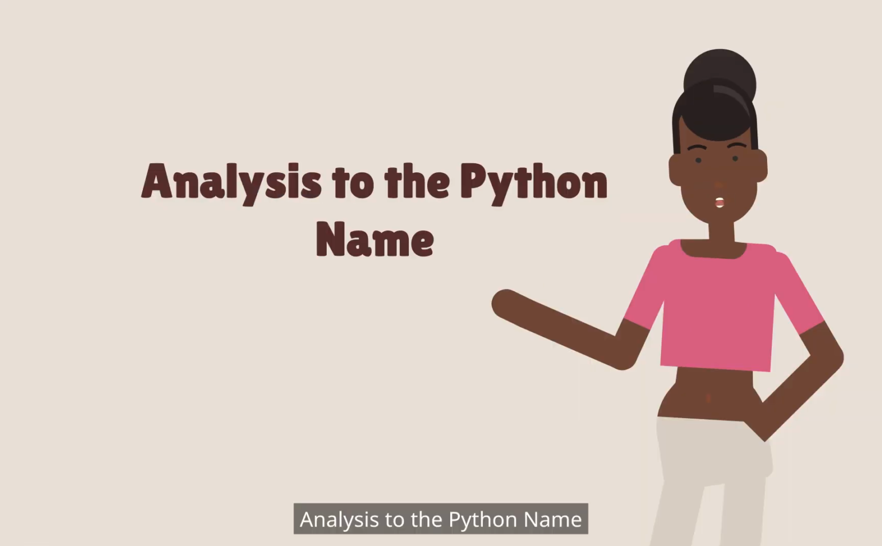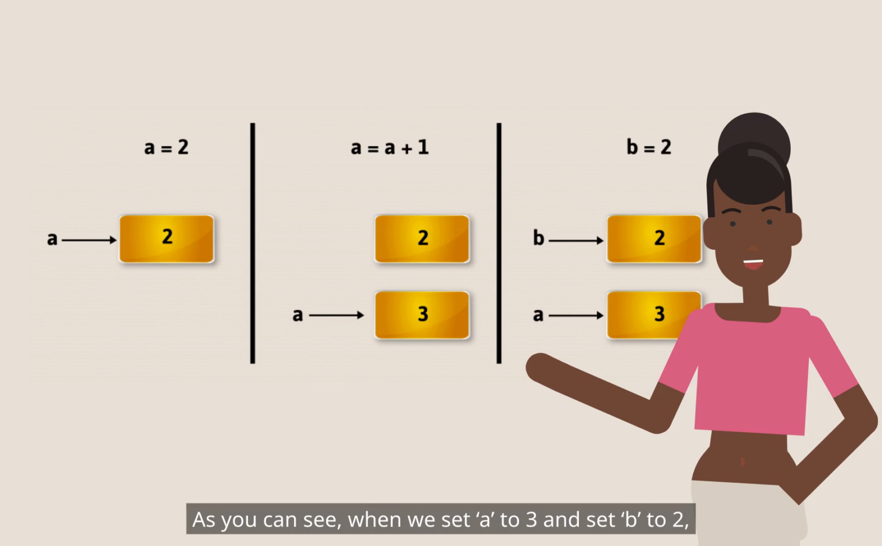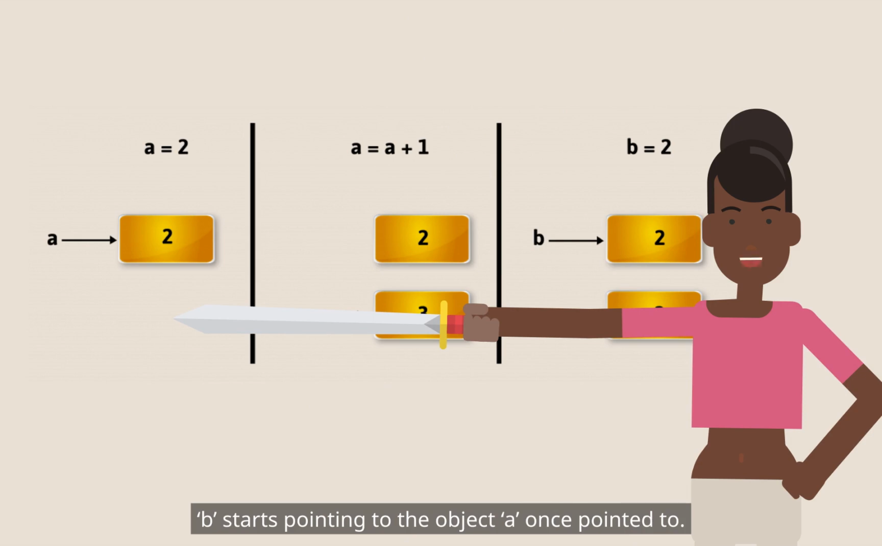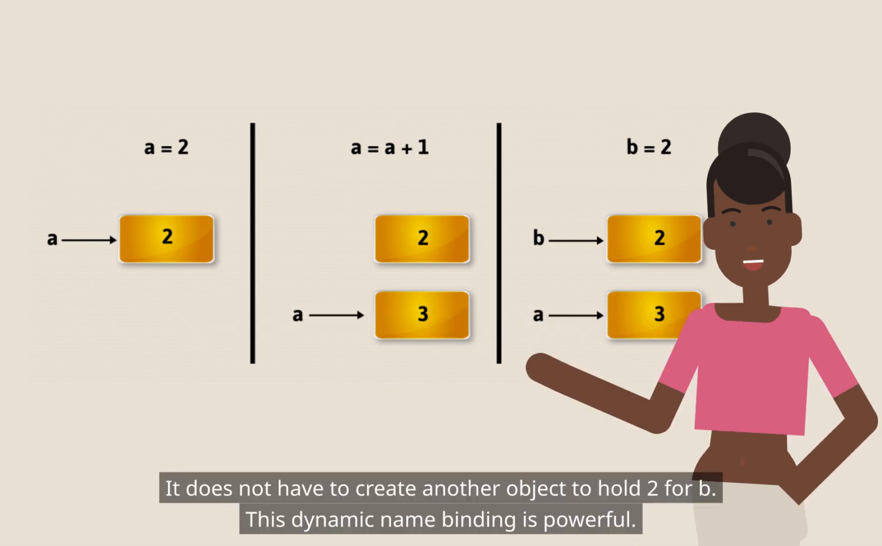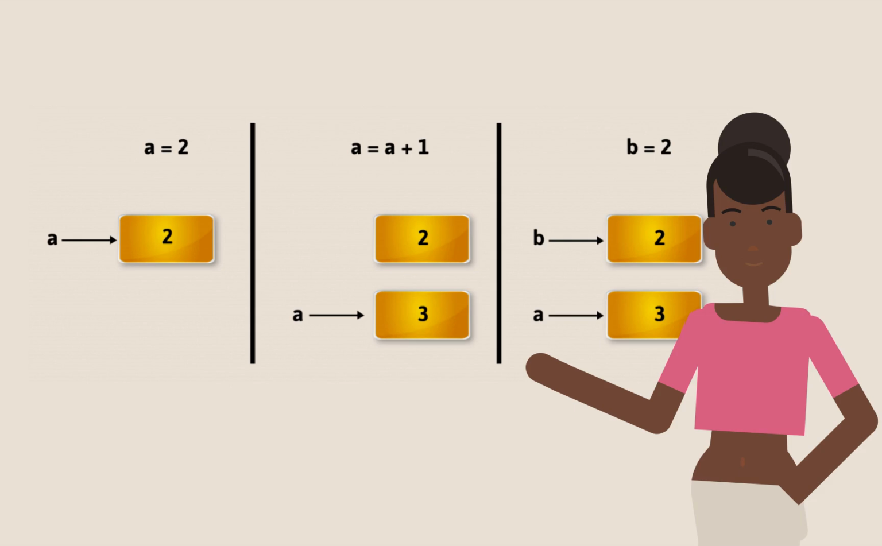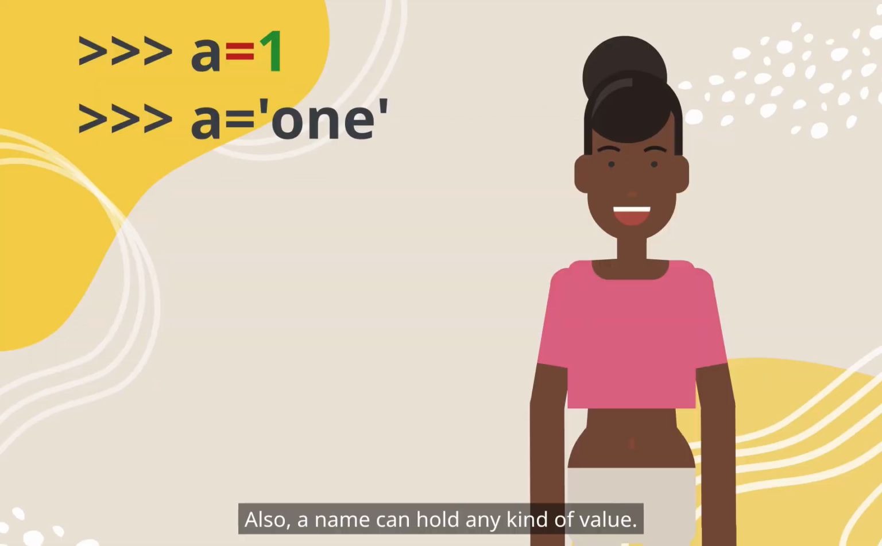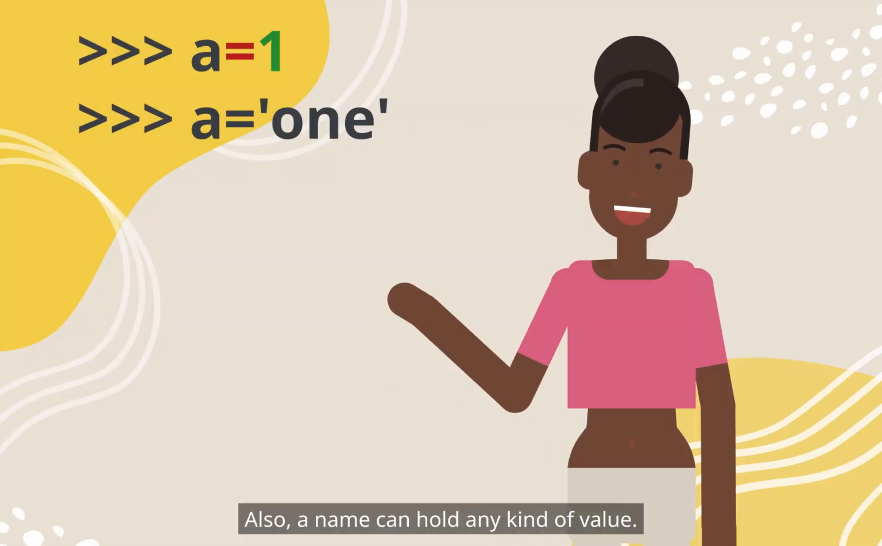Analysis of the Python name. As you can see, when we set a to 3 and set b to 2, b starts pointing to the object a once pointed to. It does not have to create another object to hold 2 for b. This dynamic name binding is powerful. Also, a name can hold any kind of value.